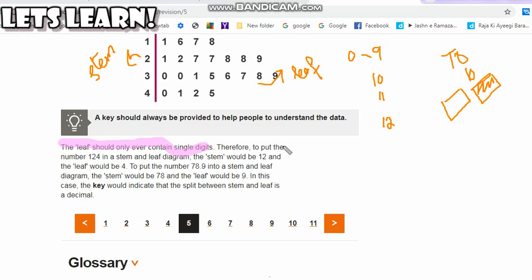Fine. If they were to put the number 124 in a stem and leaf diagram, the stem would be 12 and the leaf would be 4.